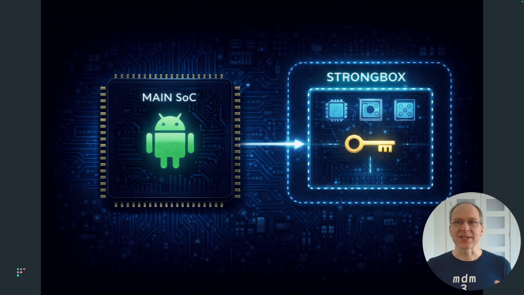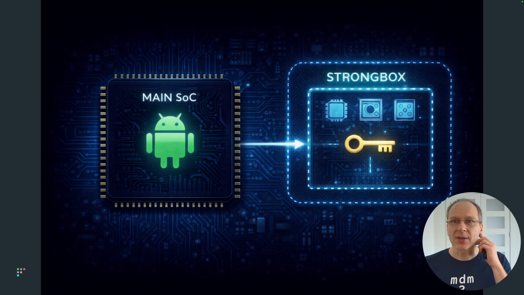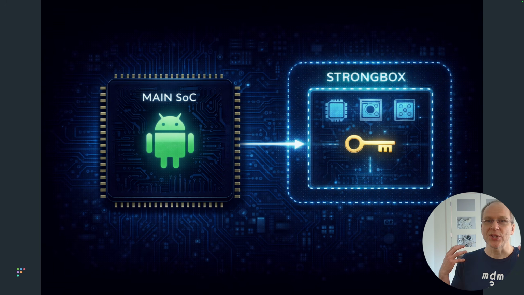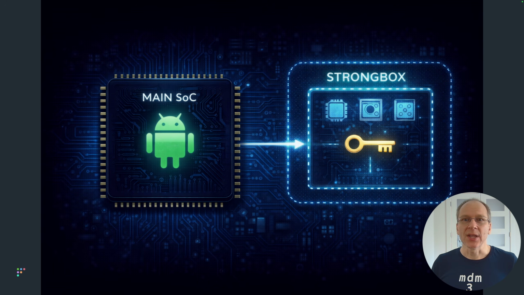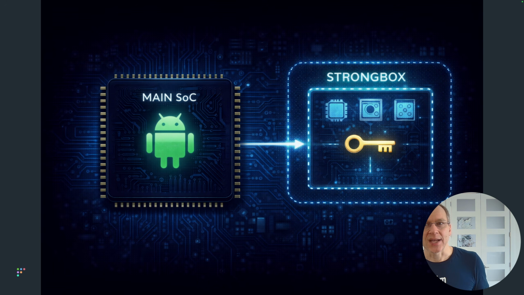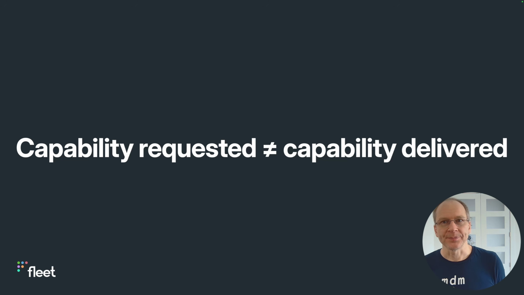StrongBox is where Android gets closer to the TPM or Secure Enclave model. StrongBox is a discrete hardware security module separate from the main SoC, with its own CPU, secure storage, and random number generator. When a device advertises StrongBox support, keys can be generated in that separate hardware boundary. This provides stronger resistance to side channel and OS level compromises compared to TrustZone only devices.